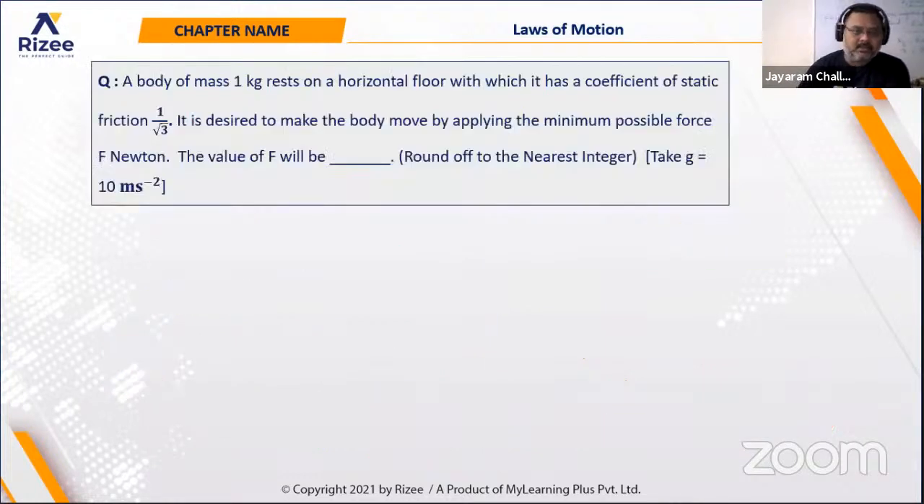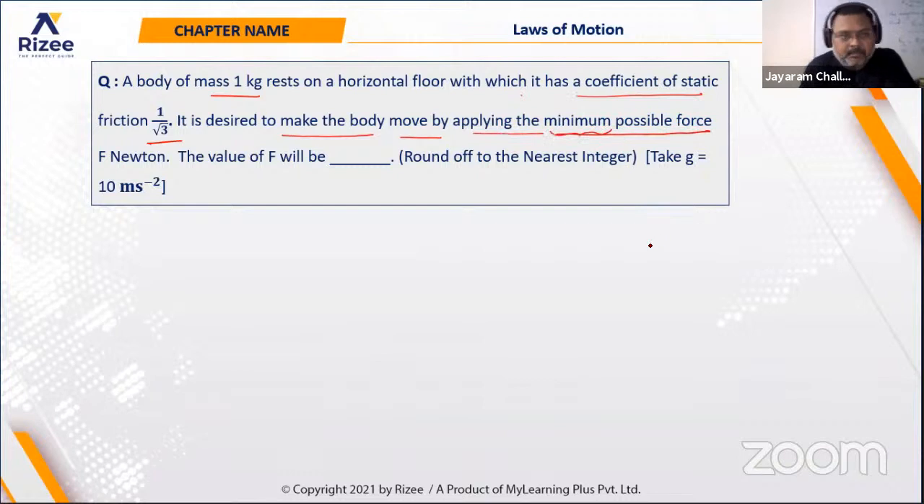Okay. So now, a body of mass m, 1 kg, rests on a horizontal floor, which has a coefficient of static friction of 1 by root 3. It is designed to make the body move by applying a minimum possible force. This is the one which is important, minimum possible force. F newtons, what will be the value of F, he is asking. So here consider a block on this surface.